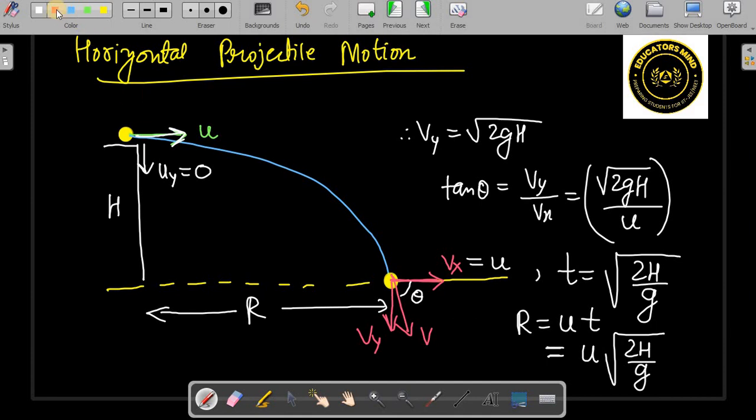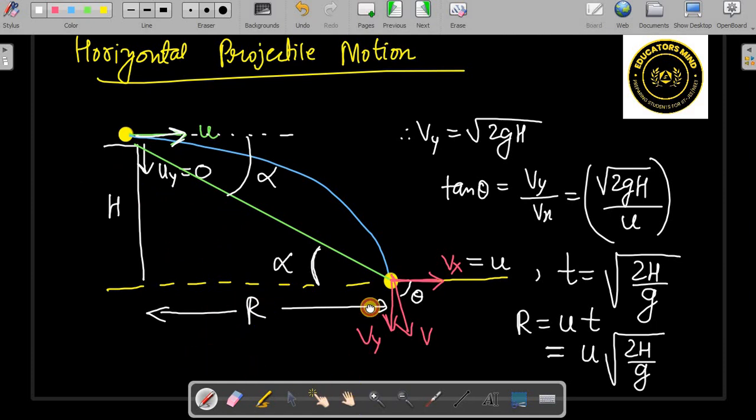Yes, there can be one result. Suppose you try to join the initial point and this point, so there can be this angle. Let us say this angle is alpha, the angle which the initial velocity vector makes with the line joining them. So what is this angle alpha?